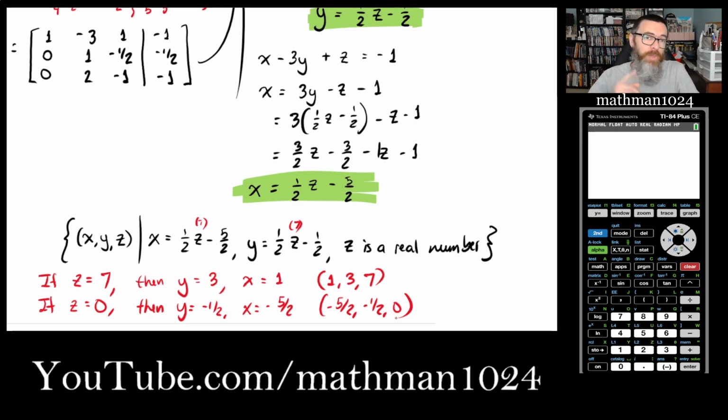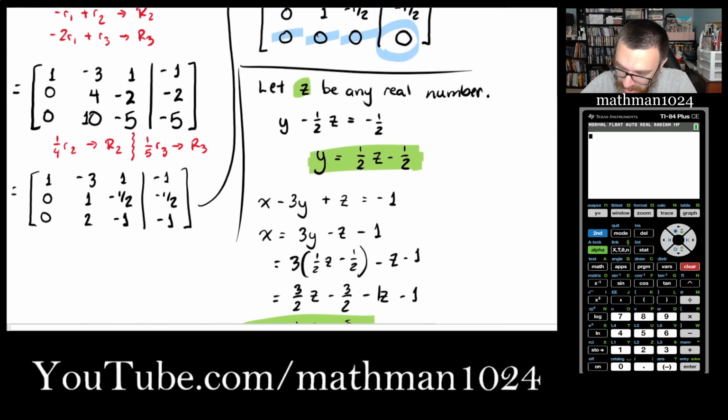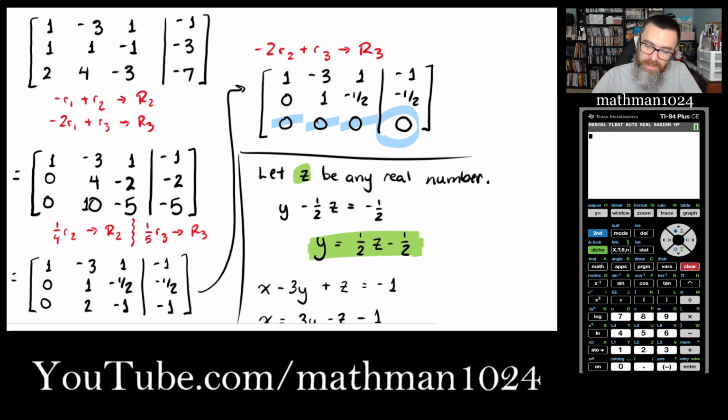Okay, hope that made sense. Hope you are paying attention to what happens when you end up with a weird statement here for your last row when there should be a 1, but when all the variables go away, analyze it. Is it true? Is it false? If it's true, there are an infinite number of solutions. You got to make sure you know how to write them correctly.